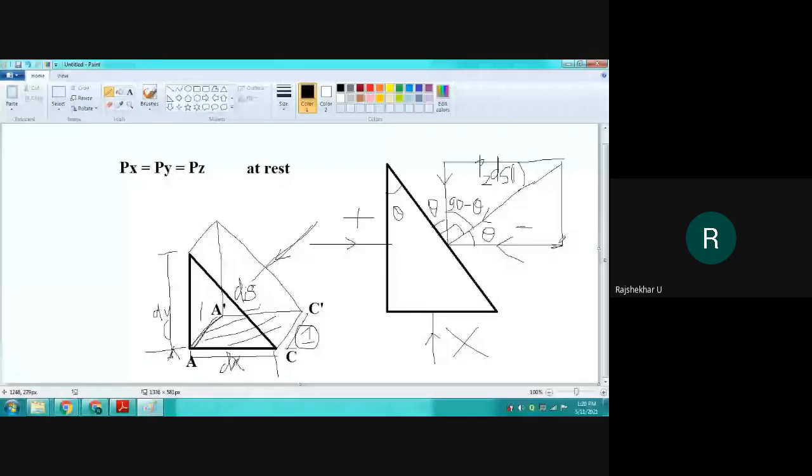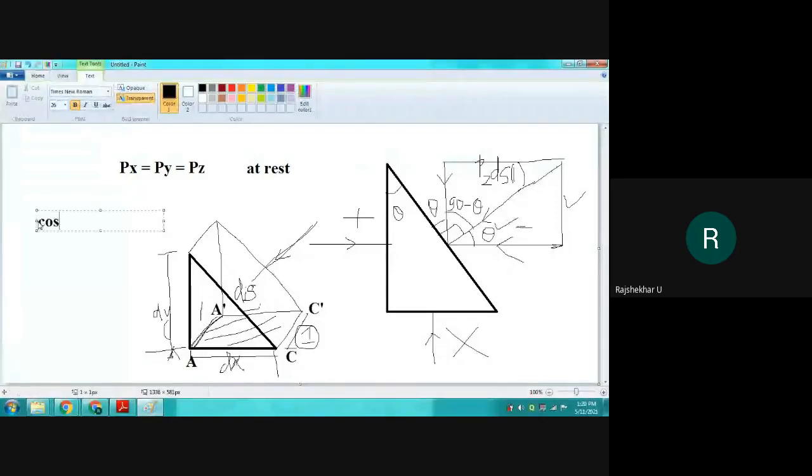If I take sine theta, sine theta will be opposite upon hypotenuse, but I will get this side, which is in y direction. I don't want that. So what should I do? I should take cos theta. Here I cannot write theta, so I'll write q. Take q as theta. So cos theta is equal to adjacent upon hypotenuse. Adjacent is this side, and this is what we want.